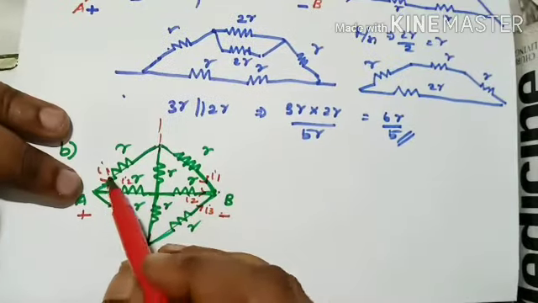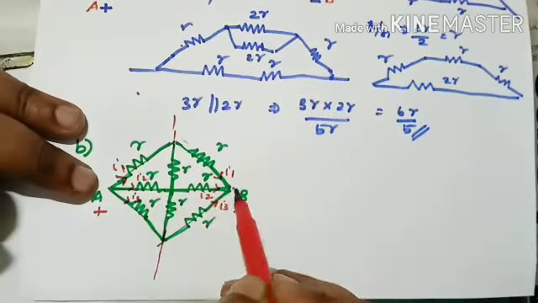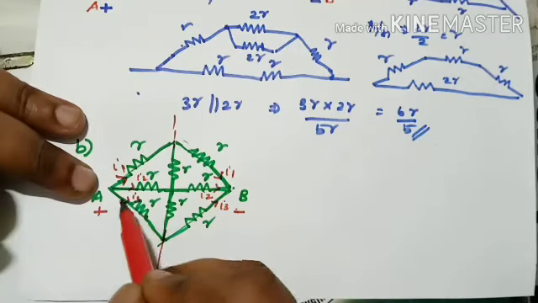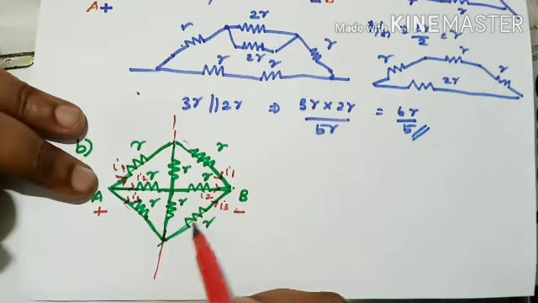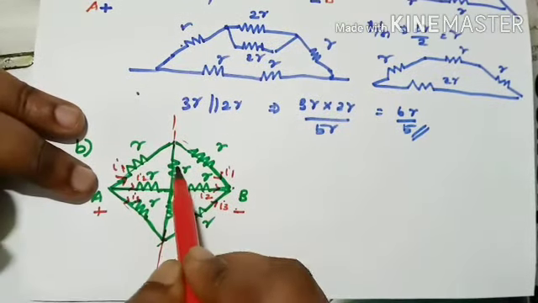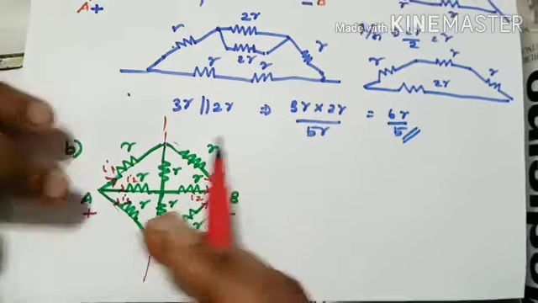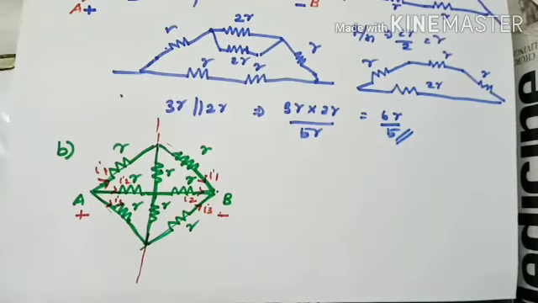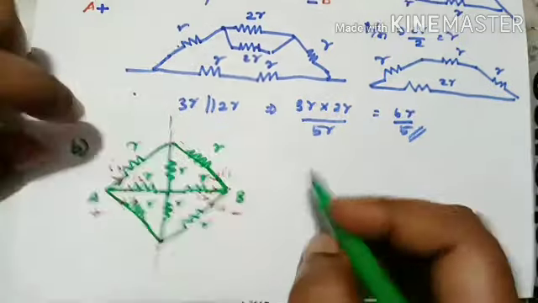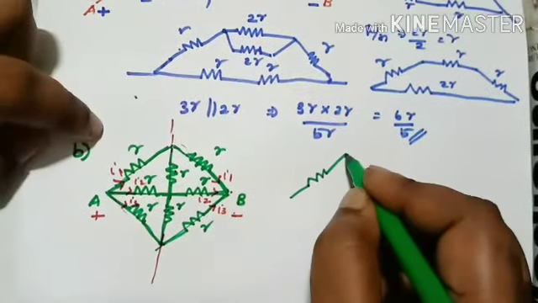See, all the current I1 has reached here. All the I2 has straight away passed here, and similarly I3 straight away passed in this direction. So there is no flow of current between the upper and lower R. That means I can neglect them, because no current flow means there is no branch like that. So the equivalent circuit will be like this, right?